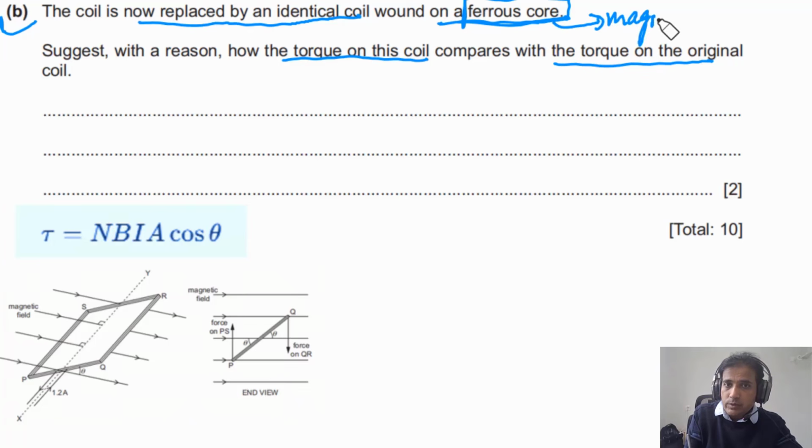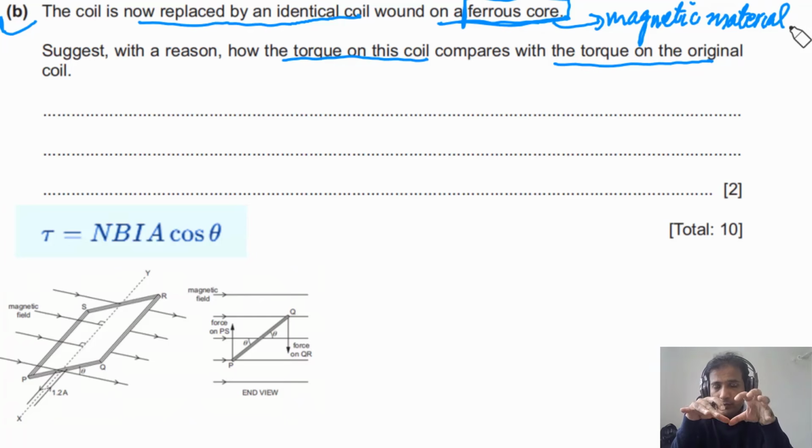So you need to be clear about this one. Ferrous is a magnetic material, and when the magnetic material is in the magnetic field, it also becomes a magnet. So in this case, it means the value of B will increase. N is the same, I is the same, A is the same. So if B increases, what will happen to the torque? Torque will also increase. So this is how you can answer.